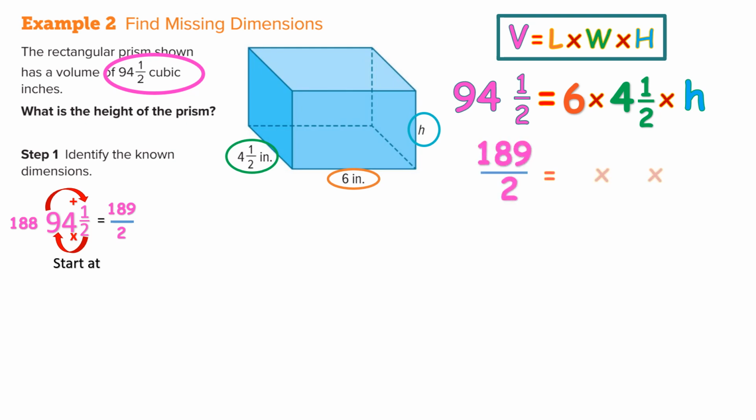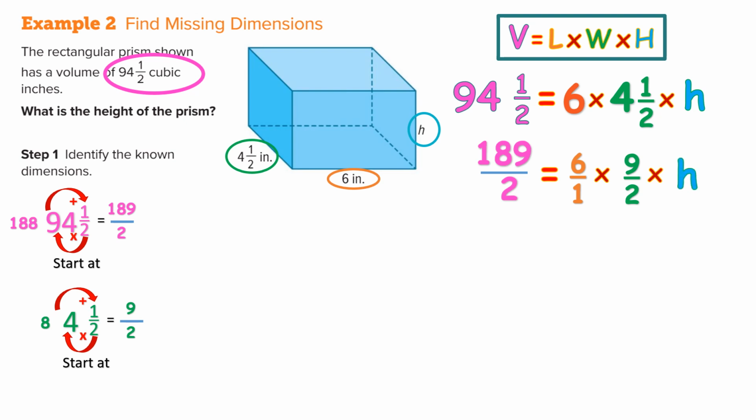So that's my volume, and I know that's going to be equal to, well, I have a 6, but I can't use whole numbers, so I put 6 over 1. But then I have to change my 4.5. Start at the bottom, multiply and add. 4 times 2 is 8, plus 1 is 9. Keep my denominator of 2. So now I have 9 halves, and then I'm just simply going to keep my h. I'm going to solve for my variable.